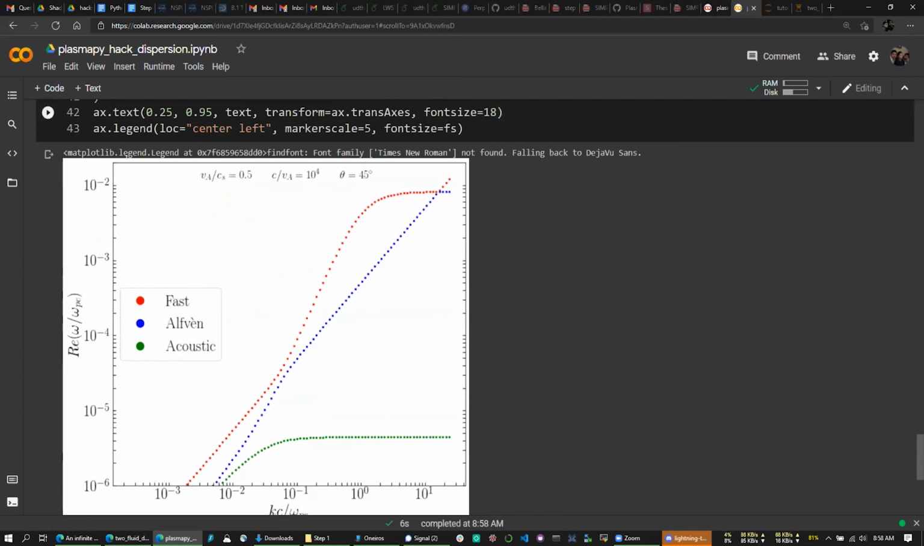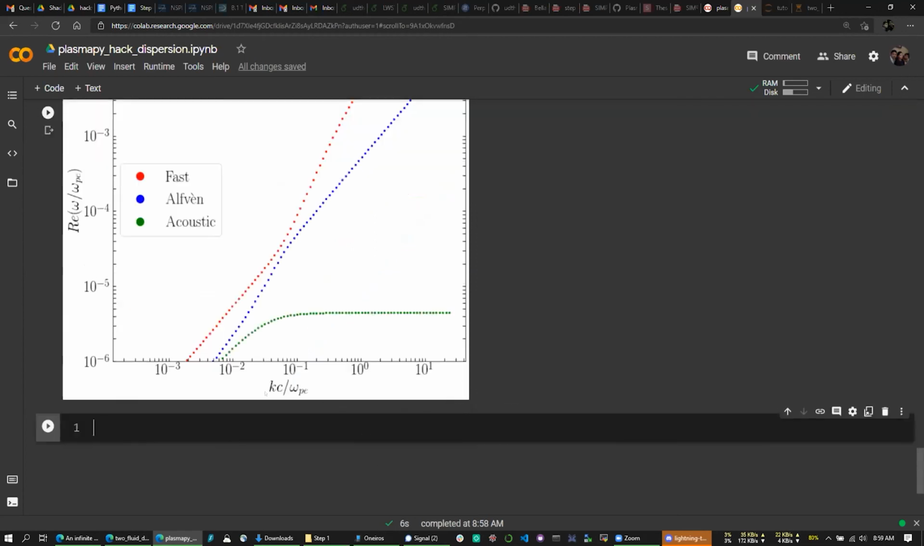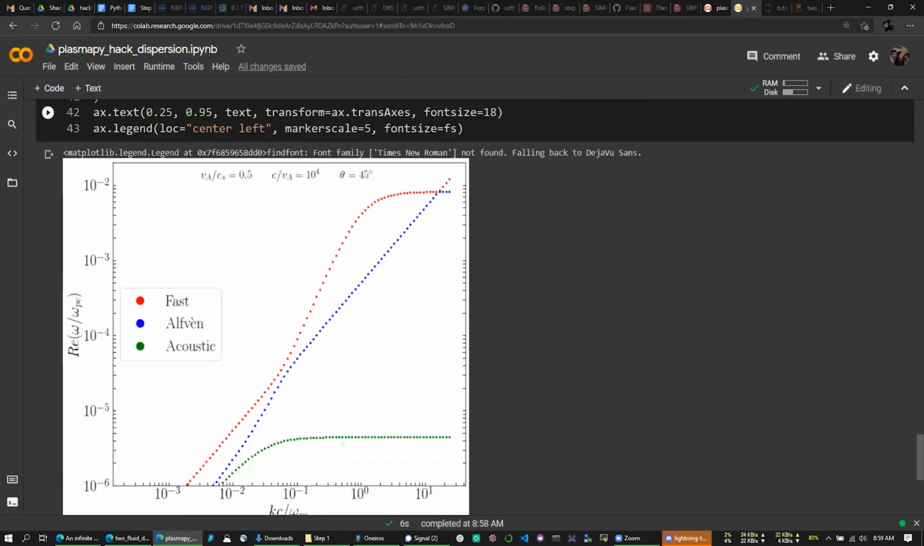Okay, so this is the kind of graph I get, where on the y-axis I'm plotting the real component of omega over omega PE. Omega in general can be imaginary as well, so we are just interested in the real component of it. And on the x-axis, we have K, which is scaled against C over omega PC. C is the speed of light. Omega PC is the cyclotron frequency of protons. When you do that, you get these three branches beautifully plotted.